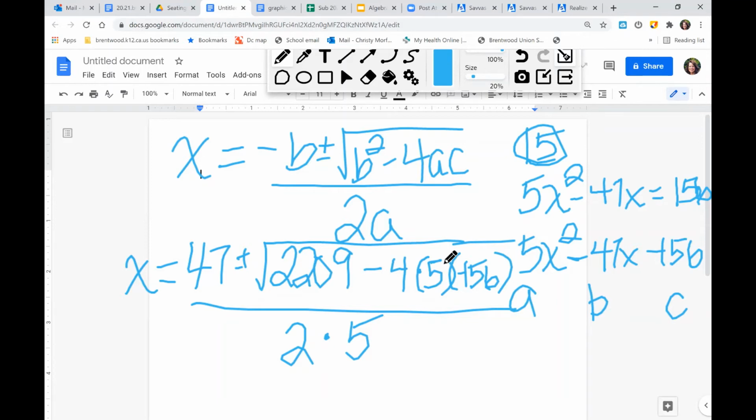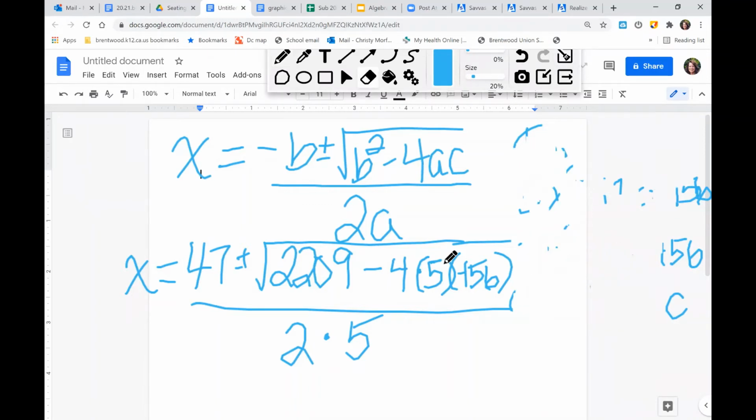So again, the 47 comes from the opposite of B. The 2209 comes from B squared. The negative 4 is always going to be there. It's always part of your formula. The 5 comes from A. The negative 156 comes from C. The 2 is always there on the bottom. And the 5 comes from A again.